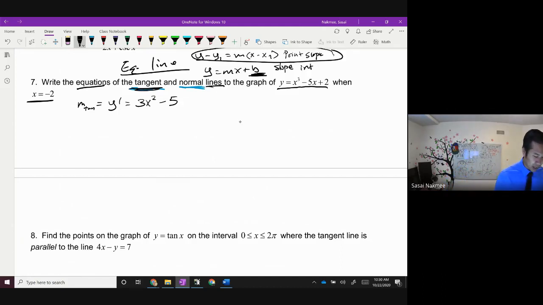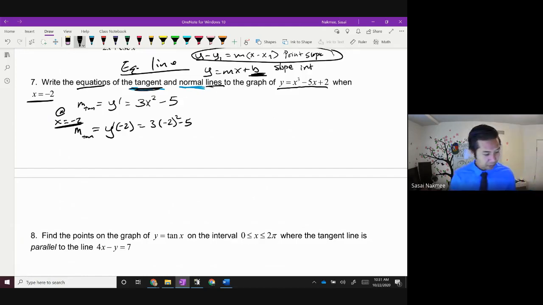But I want the tangent line at x equals negative 2. Well, what does that mean? Well, that just tells me the slope of the tangent line at x equals negative 2 is going to be equal to the derivative evaluated at negative 2, which is going to be equal to 3 times negative 2 squared minus 5. Right? Which tells me then the slope of the tangent line at x equals negative 2 is going to equal negative 2 squared is 4. 4 times 3 is 12. 12 minus 5 is 7. Did I do that right?